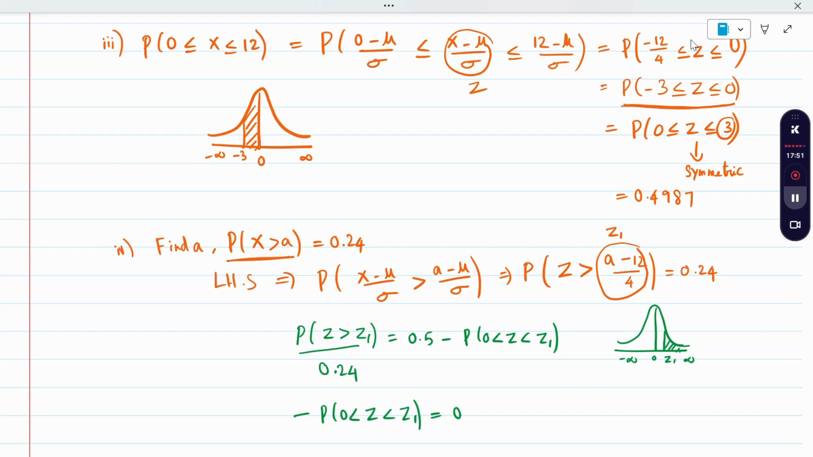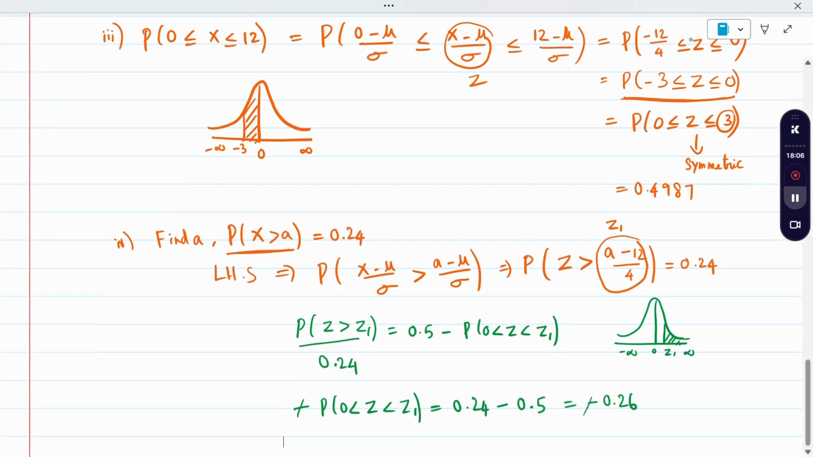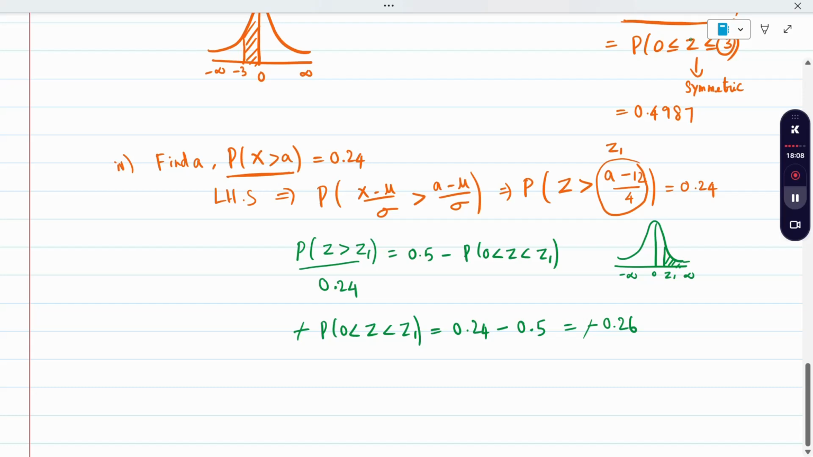Okay. 0.24 minus 0.5, when I subtract it, I'll be getting minus 0.26. This minus symbol cancels. So now what did I get? Probability of 0 is less than Z is less than Z1 equal to 0.26. Now I got it. So this is the answer I got.